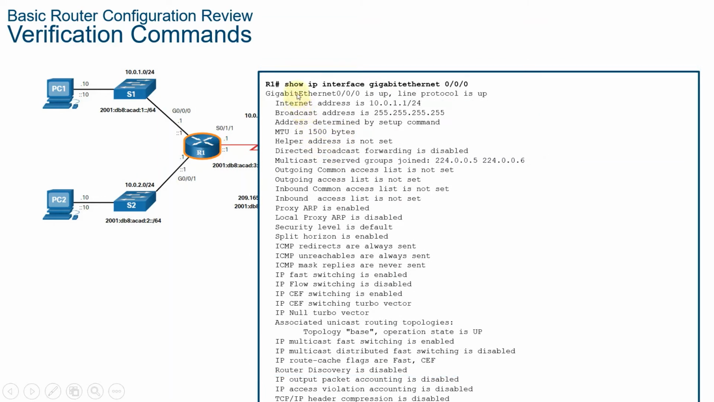Next, show ip interface GigabitEthernet 0/0/0. Right, so specific information again about the interface, including the technology supported on that specific interface. Something like IPv6 switching is enabled. The MTU is still there, and the IP address and the subnet mask are also indicated.